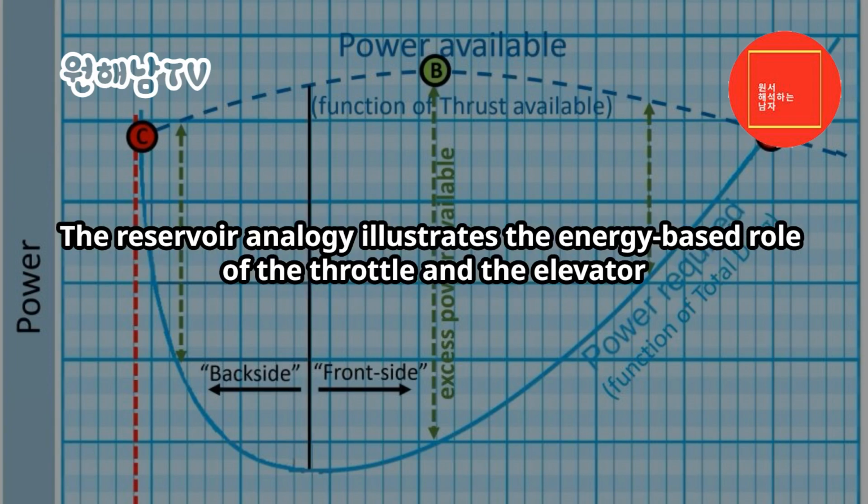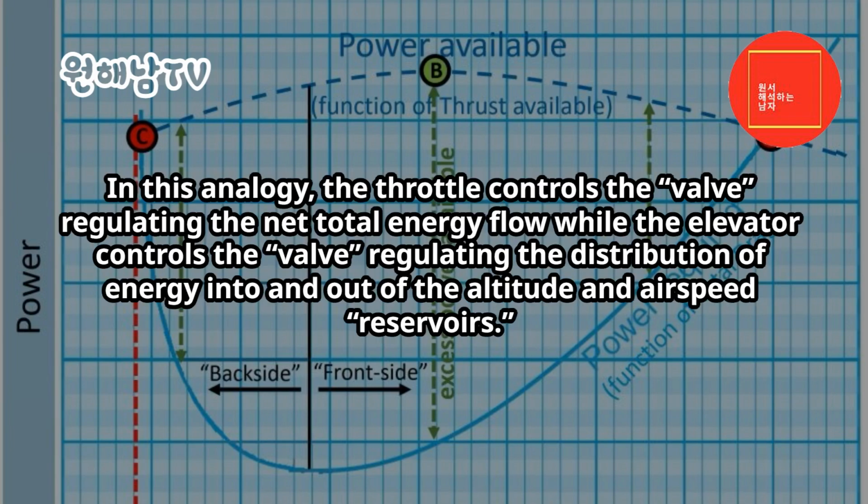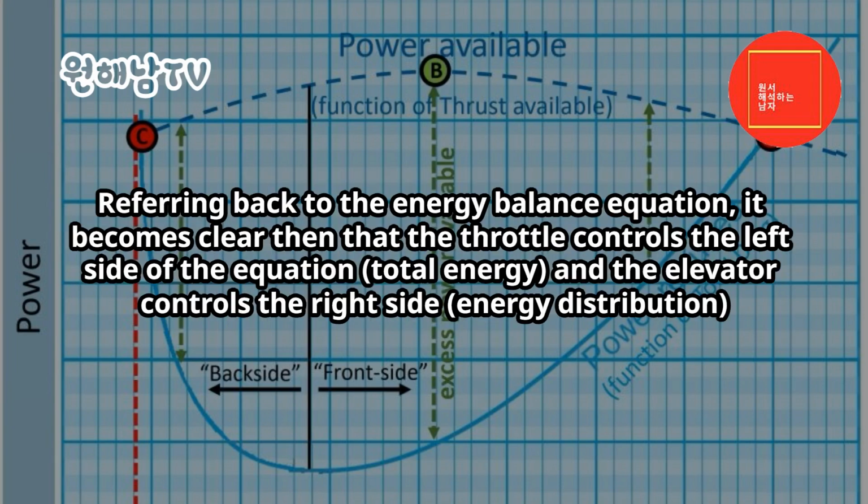state. The reservoir analogy illustrates the energy-based role of the throttle and the elevator. In this analogy, the throttle controls the valve, regulating the net total energy flow, while the elevator controls the valve, regulating the distribution of energy into and out of the altitude and airspeed reservoirs. Referring back to the energy balance equation, it becomes clear then that the throttle controls the left side of the equation, total energy, and the elevator controls the right side, energy distribution.